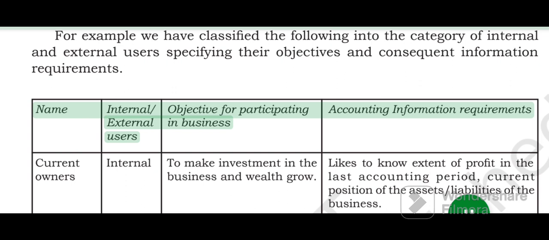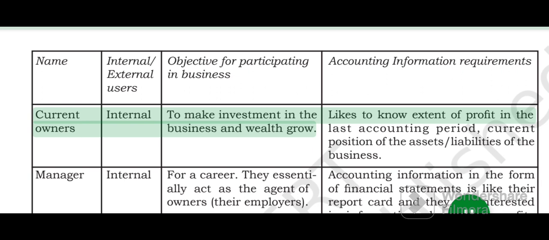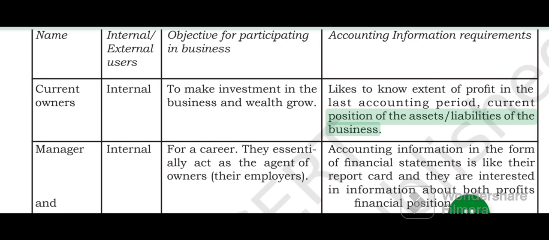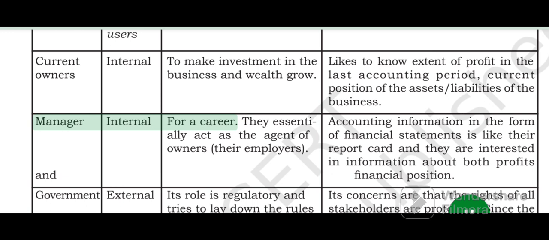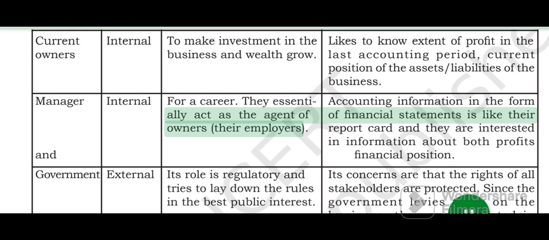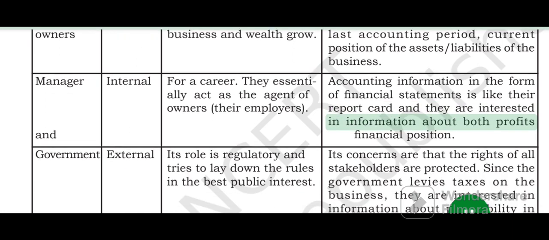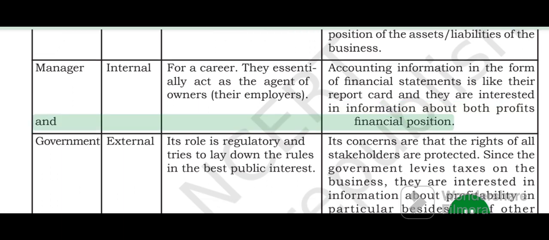Owner: internal, objective is to make investment, to know the extent of profit in the owner's business and whether wealth has grown in the last accounting period, and the current position of the assets and liabilities of the business. Manager: internal, they act as the agent of the owners, their employers, and use accounting information as a report card. They are interested in information about both profits and financial position.